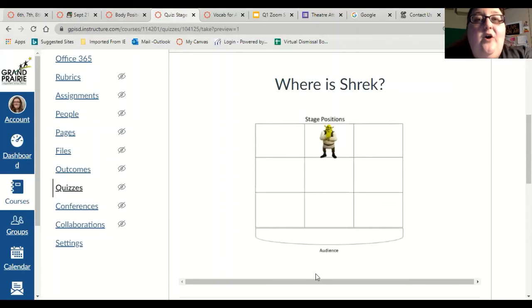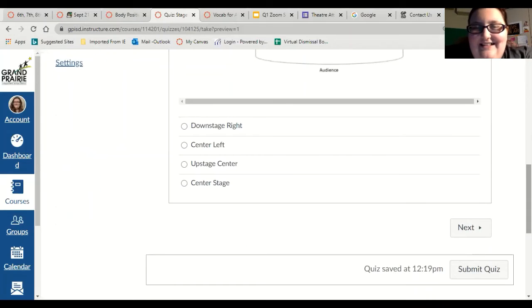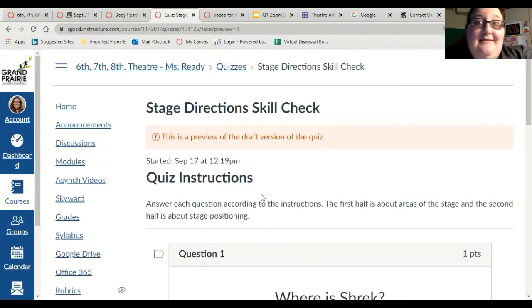The audience is always downstage in a proscenium stage. All of these are proscenium stages. I'm not trying to trick you. That comes later. Not that mean. So they are multiple choice, and they are one at a time. So you will have to hit next to keep going. It should grade itself, so you'll get your grade immediately.